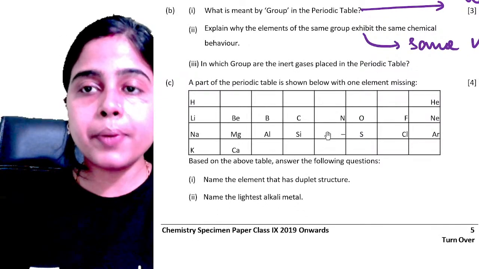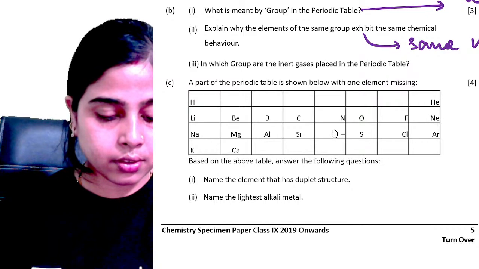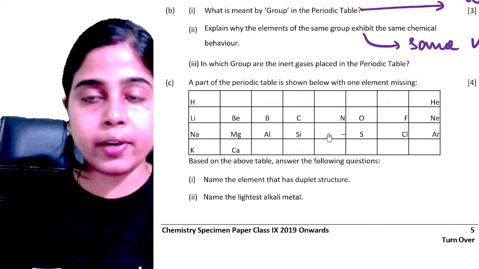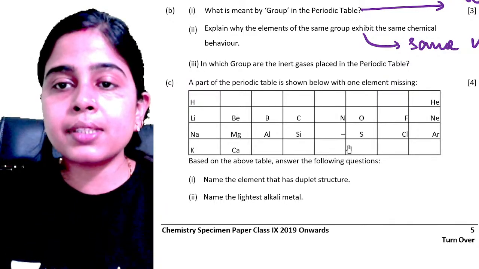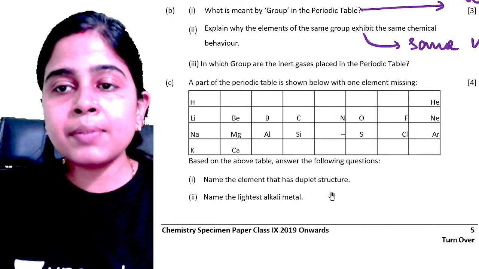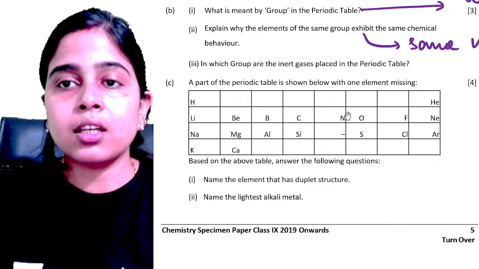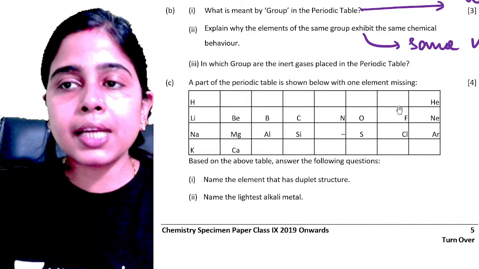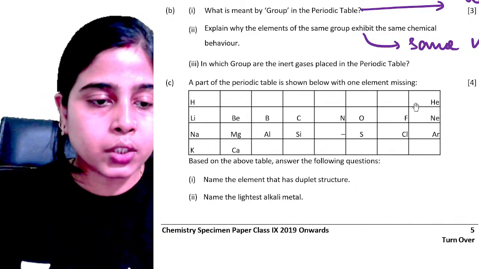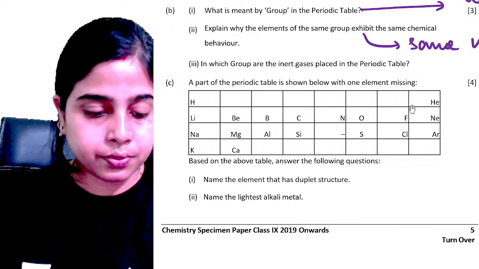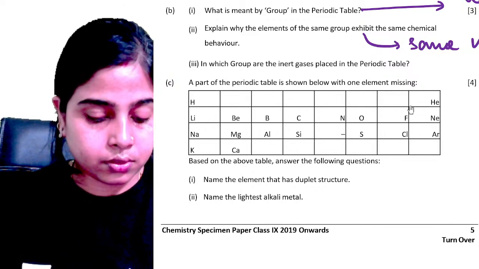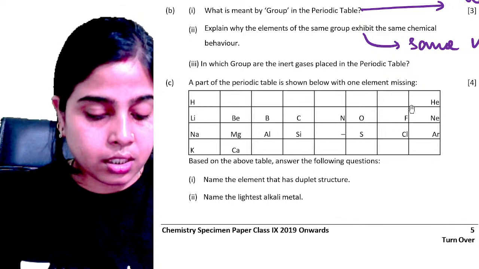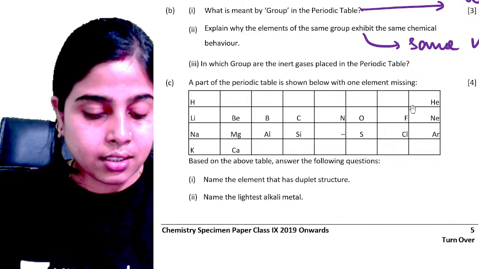Okay, Harsh, very good. Now the part of the periodic table is shown below with one element missing. You have to name the element that has duplet structure. In this part of the periodic table, which element has duplet structure? Everyone try to answer this question.